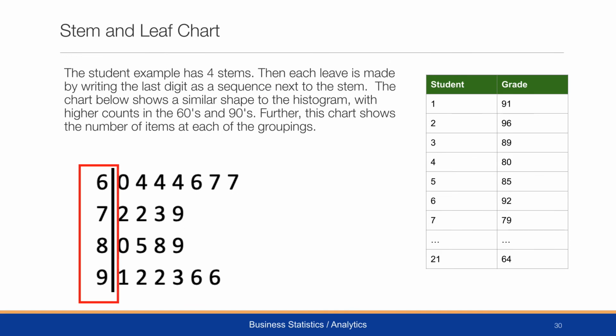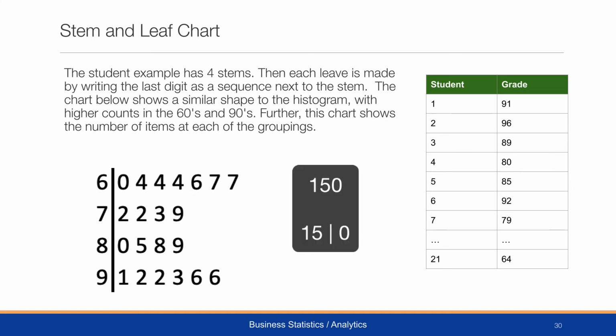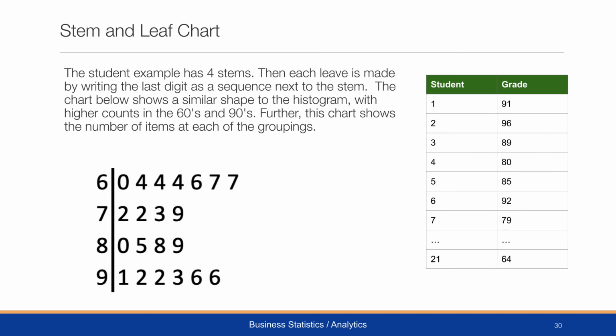And you can see here those are 4 stems. Now, if you had 102, your left would be a 10. If you had 150, that left side would be 15. It's only the last digit that you're going to end up using for the right side or for the leaves. So here we have a 60, a 64, another 64, another 64, a 66, and a 67, and another 67. So there are 7 items in that 6 stem. There are 4 items here in the 7 stem, which is a 72, a 72, a 73, and a 79, and so forth. And it shows you the groupings of the items.